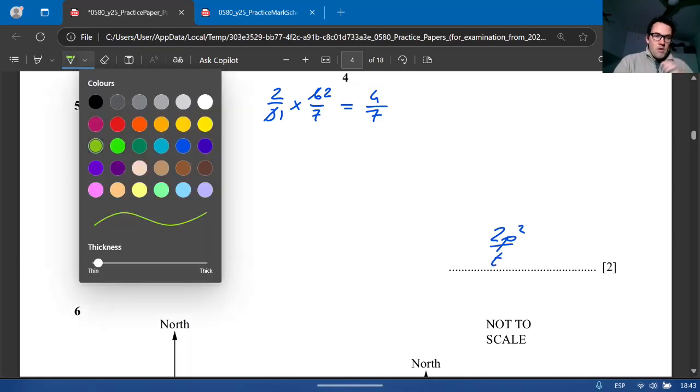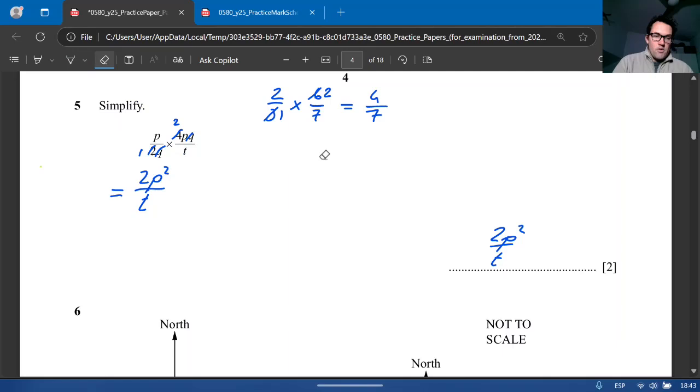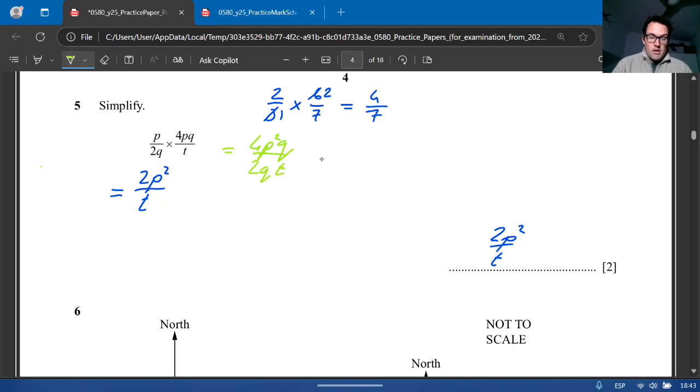I mean, if you don't do the simplification beforehand, you can just multiply them together. But then you have to simplify at the end. So P times 4PQ will be 4P squared Q, and 2Q times 2 is 2QT. Then we can cancel the Q and the Q, and the 4 divided by 2 is 2. So you're left with 2P squared over T. Same answer. So anyway, simplify before you multiply, simplify after you multiply, whatever works for you.